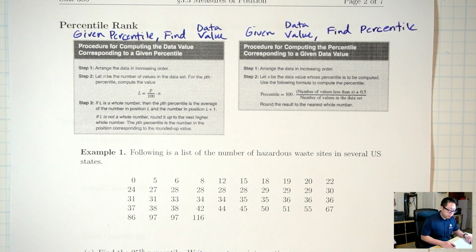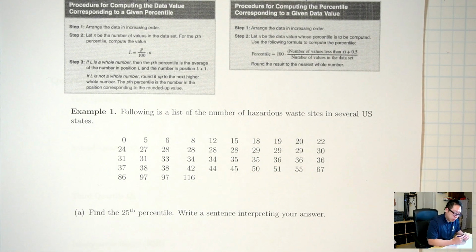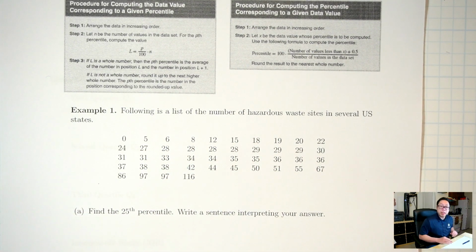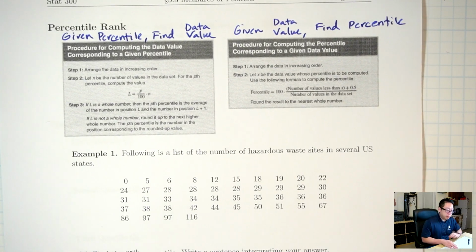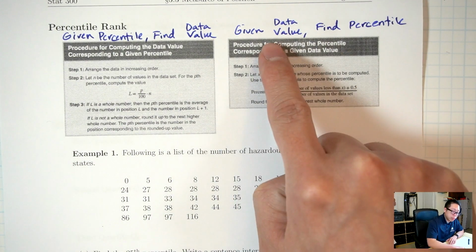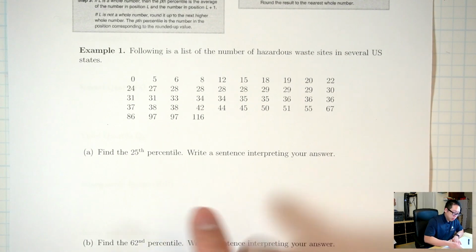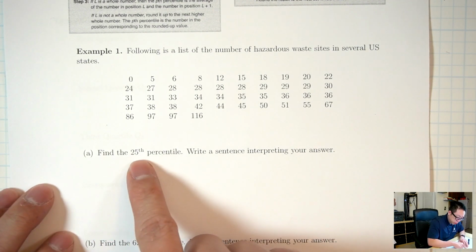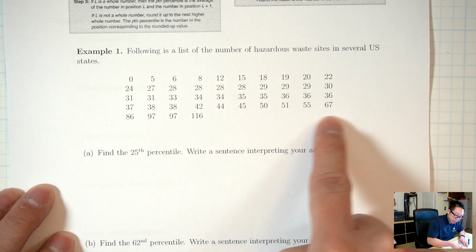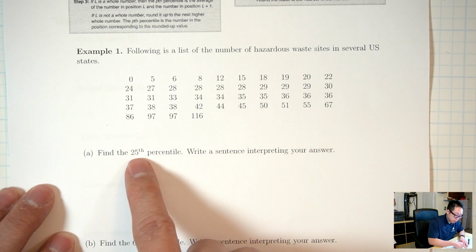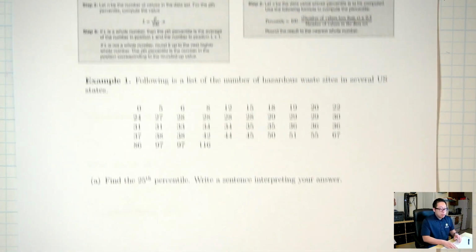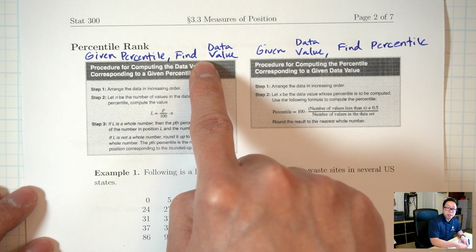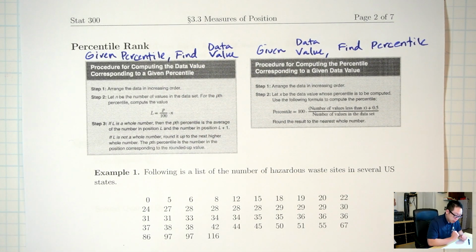Let's take a look at example 1. Following is a list of the number of hazardous waste sites in several U.S. states. Okay, this is the data. Part A says find the 25th percentile. Which box do you use? Are you given the percentile or are you given the data value? 25th percentile. Okay, you're given the percentile. 25, right, is not a data value because if you look at data, 25 is nowhere in the data value, right? So 25th percentile is a percentile. So we're given the percentile and we're asked to find a data value, right? Which means we're using the left box.